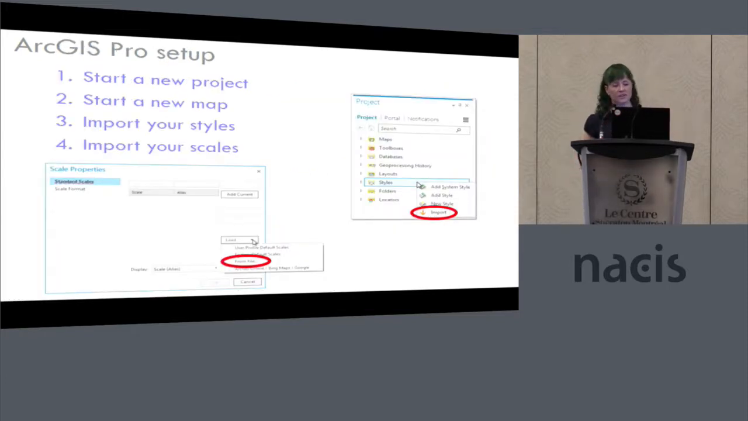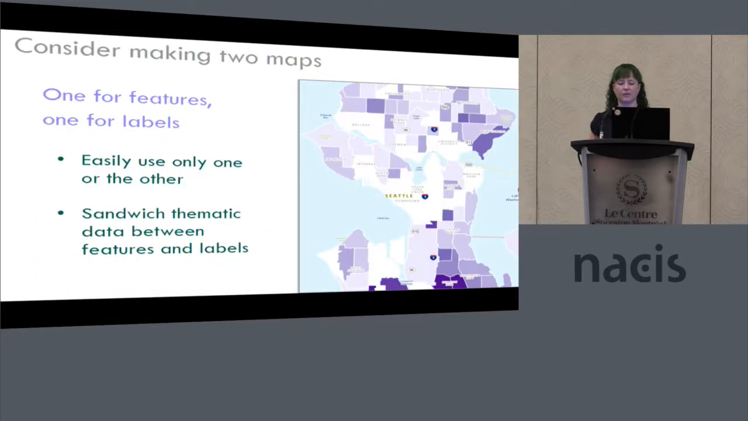And then you move on to Pro, start a new project, and import the things that you saved. At this point, you might want to consider making 2 maps instead of just one, one that has features and one for labels. That allows you to sandwich data in between the 2 of them.